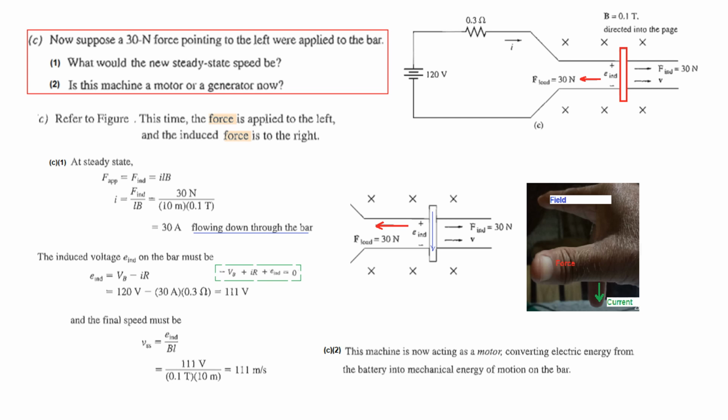And since the induced voltage is 111 and the supplied voltage is 120, which is less, this is acting as a motor. So the machine is now acting as a motor, converting the electric energy from the battery into the mechanical energy of the motion of the bar.